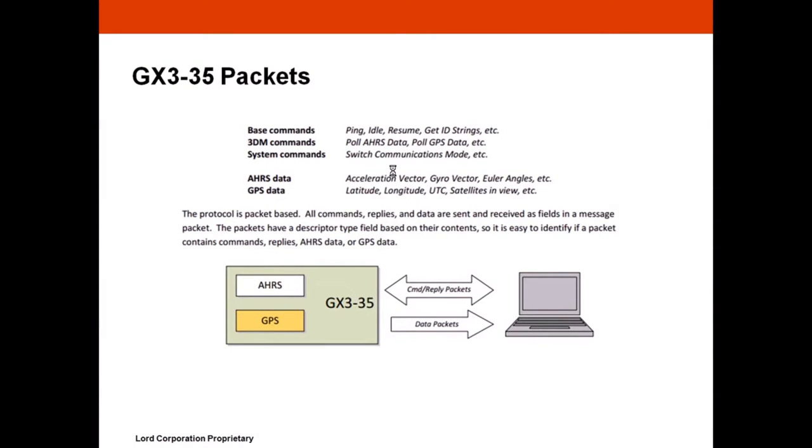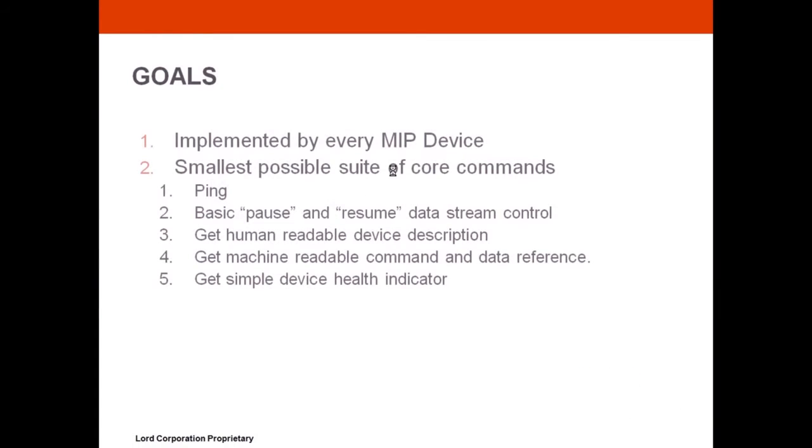an inertial navigation unit. A quick sample of our 3DM-GX3-35 shows that we have 5 different sets of descriptors. We have the base commands, as I described, 3DM commands because this is a 3D motion device, and some system commands that we have to control certain system communications modes, etc. And then it has AHRS data and GPS data, and those are the 2 data sets that this device supports.